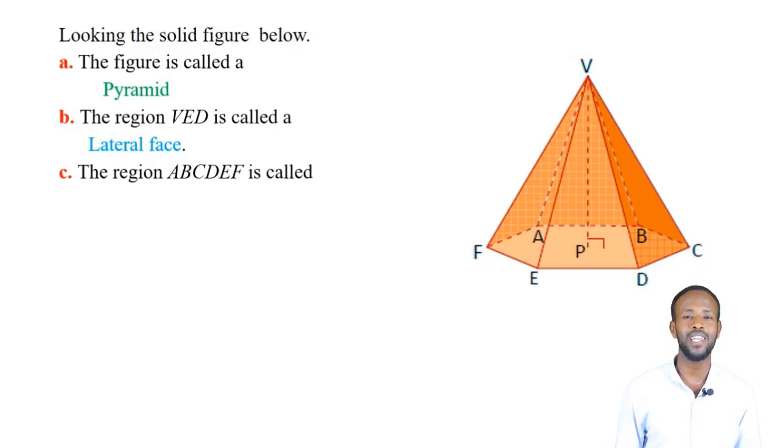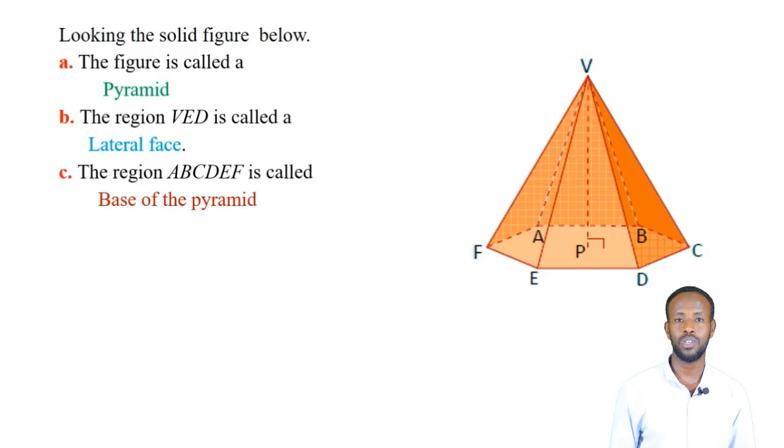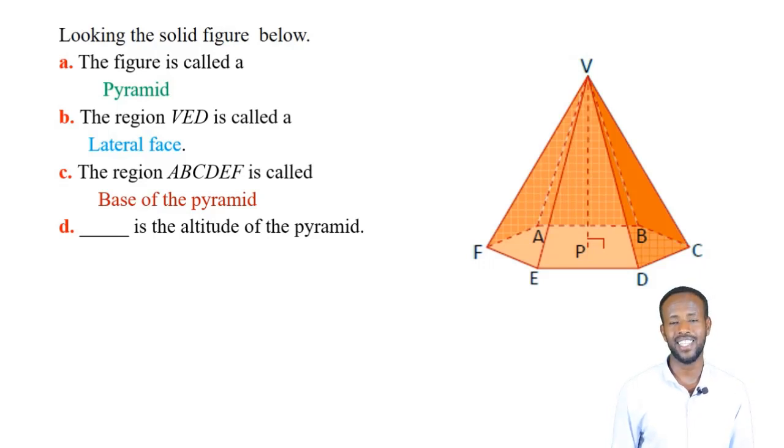Very good. It is called the base of the pyramid, isn't it? So, base of the pyramid. It is called the base of the pyramid. Okay. Dash is the altitude of the pyramid. Which one do you think is the altitude? Okay. Very good. It is clear, isn't it?